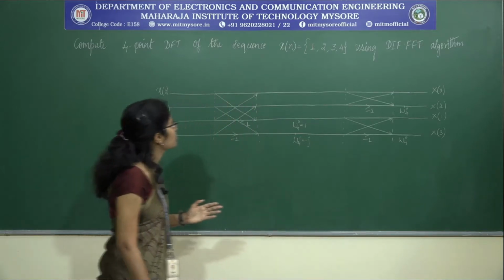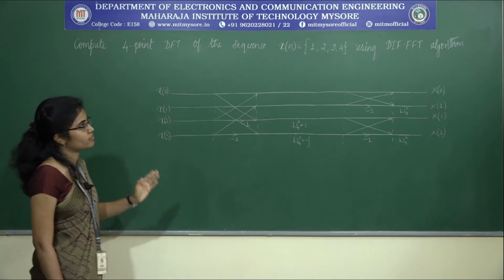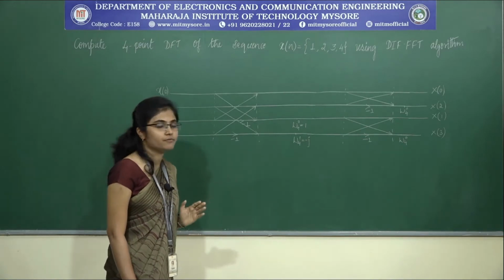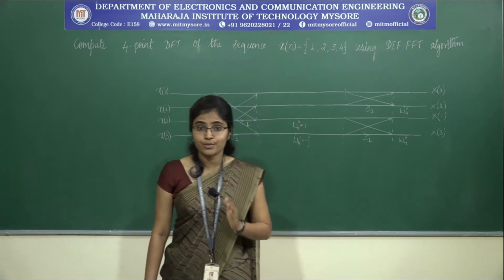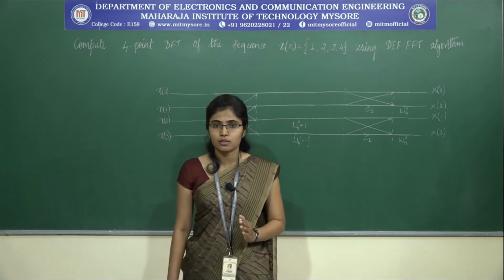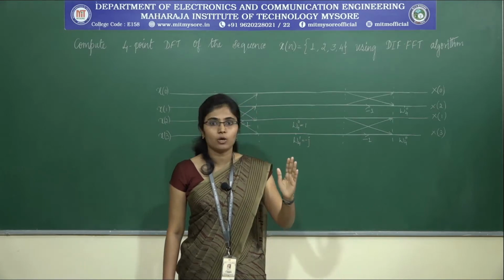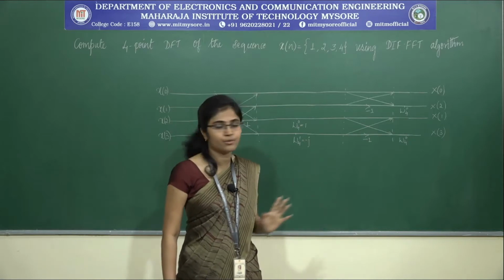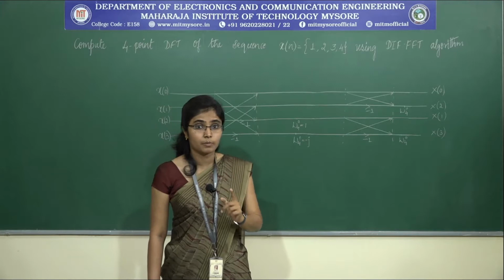So, the first problem is to find out the 4-point DFT of the sequence x of n, which is equal to 1, 2, 3, 4 using the DIFFT algorithm. One thing which we need to keep in mind with respect to the DIFFT algorithm is the input will be in normal order, whereas the output will be in bit reversed order. That is the most important thing which we need to keep in mind.